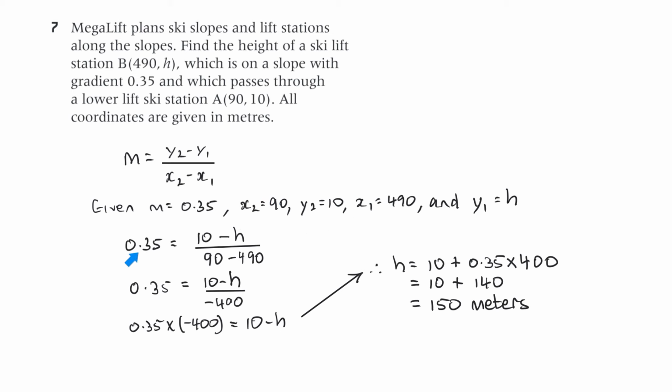So let's put it all in the formula. M is 0.35, y2 is 10, y1 is h, so that's 10 minus h. On the bottom, x2 is 90, x1 is 490, so on the bottom is 90 minus 490. That's 0.35 equals 10 minus h on the top. This becomes -400. Multiply both sides by -400. 0.35 times -400 equals 10 minus h. Therefore, making h the subject, we've got 10 plus 0.35 times 400, 10 plus 140, answers 150 metres.